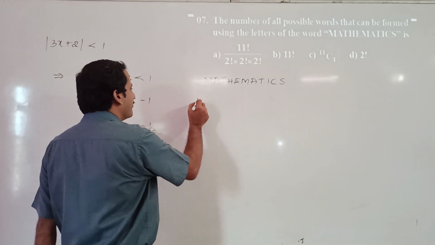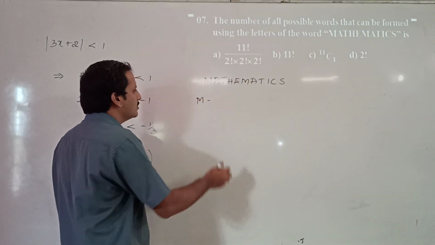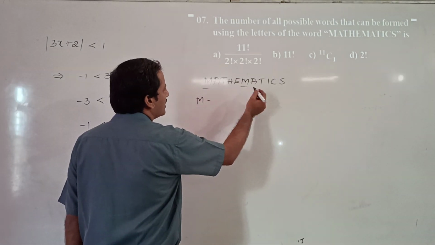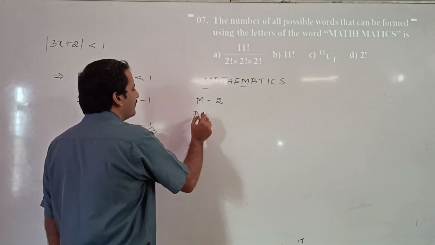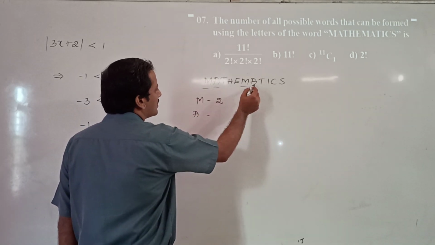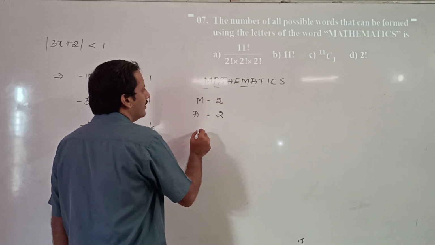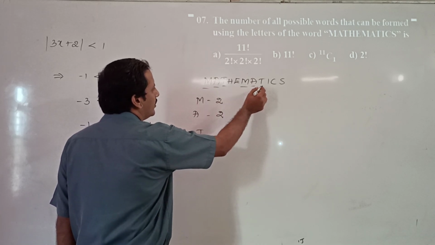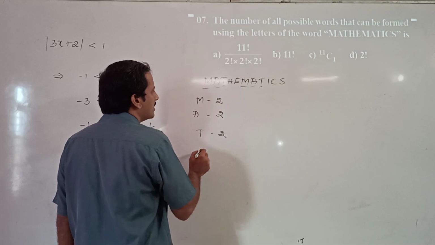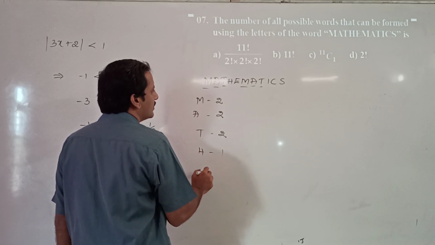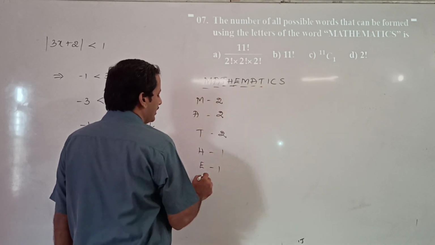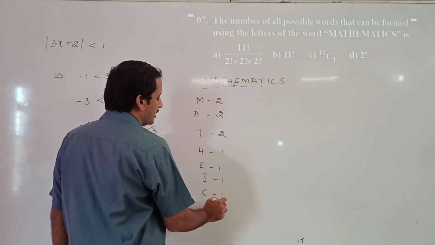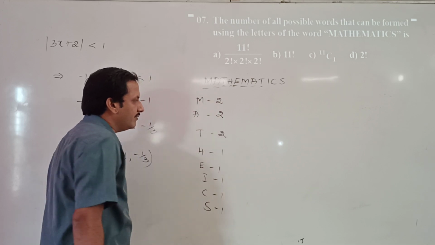So, let us say M. M is appearing how many times? Once, twice, yeah, that's all. M is appearing twice. A, once and twice. Okay. T is appearing twice. Then H is appearing once only. E is appearing once. I is appearing once. C is appearing once, and S is appearing once.